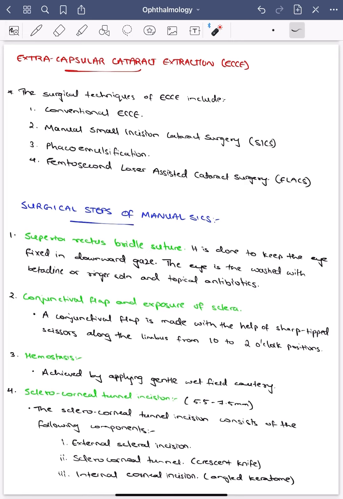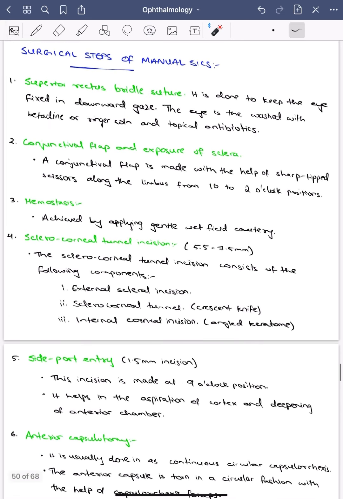Now, let us look into the surgical steps of manual SICS. Now, the first is the superior rectus bridle suture. Now, it is done to keep the eye fixed in downward gaze. Now, the eye is then washed with betadine or Ringer solution and topical antibiotics. So this is the first step, that is superior rectus bridle suture and washing of the eye with betadine, Ringer solution and topical antibiotics. The second step is conjunctival flap and exposure of the sclera. A conjunctival flap is made with the help of sharp tipped scissors along the limbus from 10 to 2 o'clock positions.